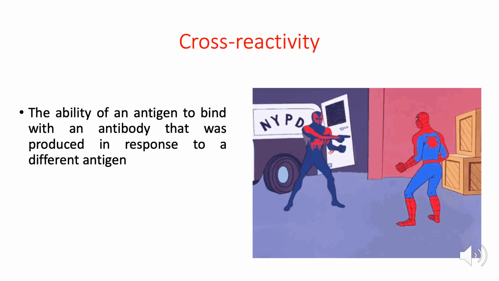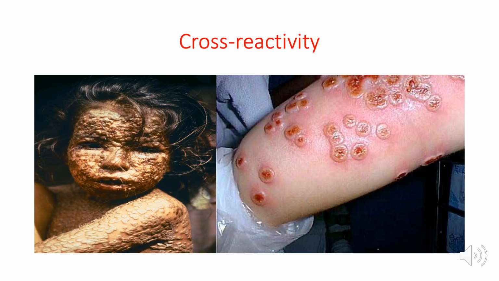There are cases where microorganisms may share the same type of epitope. And what will happen is antibodies produced against organism number 1 will also attack organism number 2 because they share the same types of epitopes. And you call that phenomenon cross-reactivity. So I'll give you examples of applications of the cross-reactivity phenomenon.